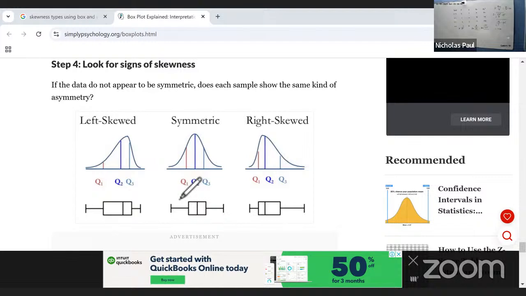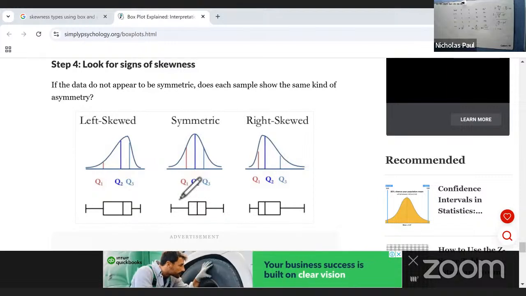Just remember for your skewness, shift the big part, the top, to the right in one, and to the left in the next one, right?